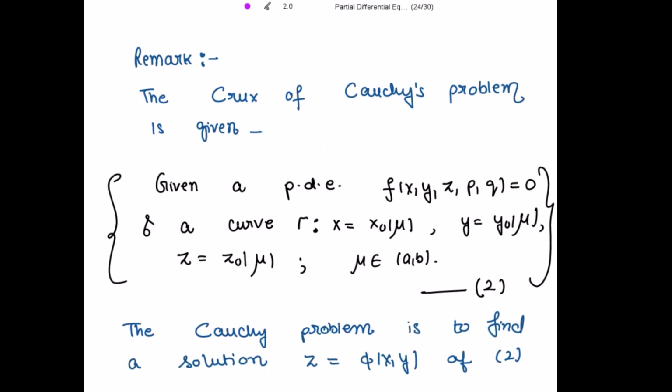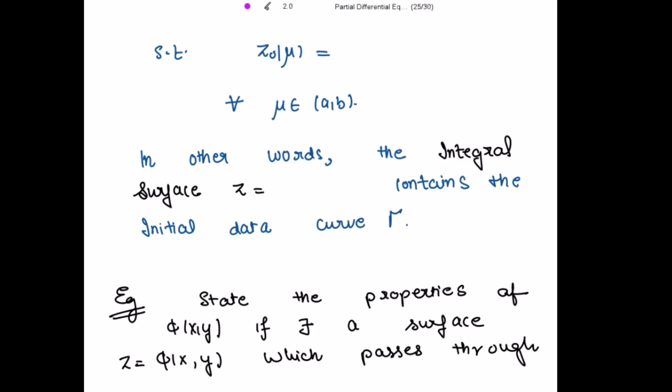Next is a remark. The crux of the Cauchy's problem is given by: given a partial differential equation f of x, y, z, p, q equal to 0 and a curve tau such that x equal to x naught mu, y equal to y naught depending upon mu, z equal to z naught, where mu belongs to the open interval AB. Marking this problem as 2. The Cauchy problem is to find the solution z equal to phi xy of problem 2, such that z naught mu is equal to phi of x naught, y naught, where x naught and y naught depend upon mu, for all mu belonging to the open interval AB. In other words, the integral surface z equal to phi xy contains the initial data curve tau.